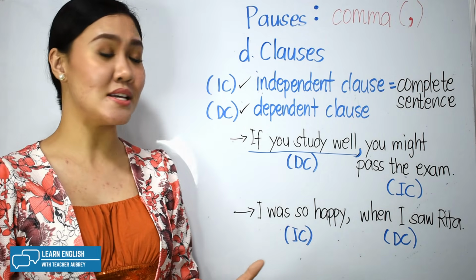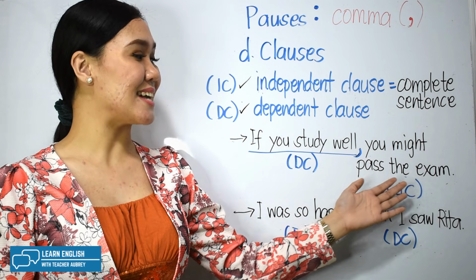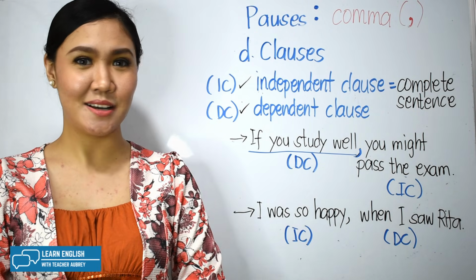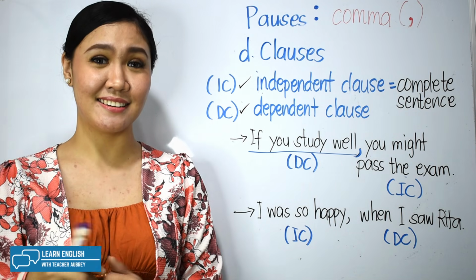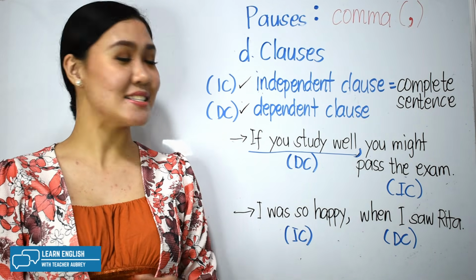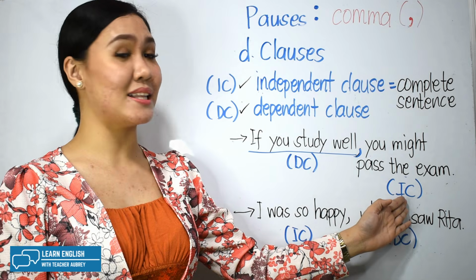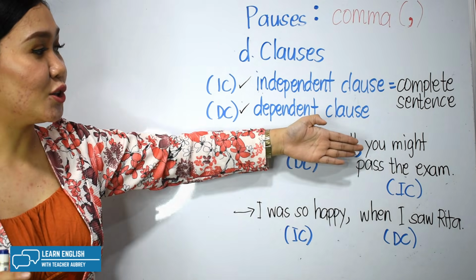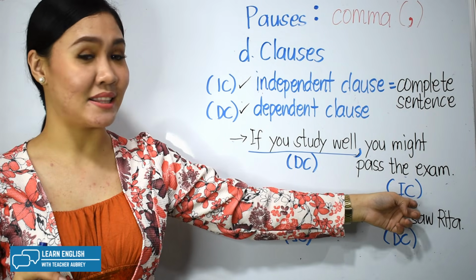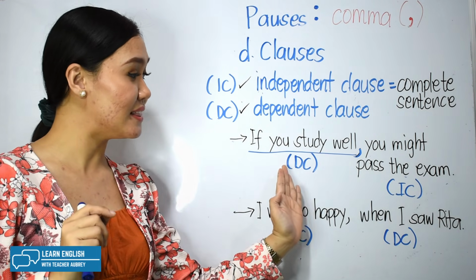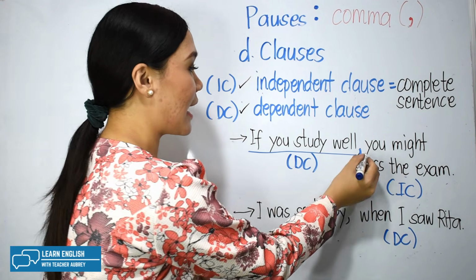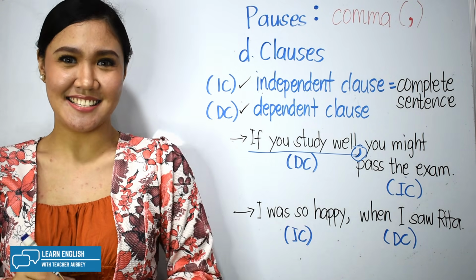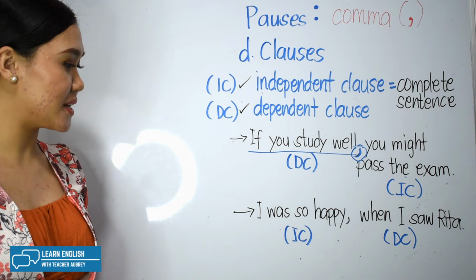Let's take a look at the independent clause. You might pass the exam. Maaari kang makapasa sa pagsusulit. Buo ba yung kaisipan? Yes, buo. Kasi yan ay tinatawag nating independent clause or sugnay na makapag-iisa. Kahit alisin natin ito, buo pa rin yung kaisipan niya. At pinaghiwalay natin ang dependent clause at independent clause gamit ang comma. That's it. Now let's take a look at another example.